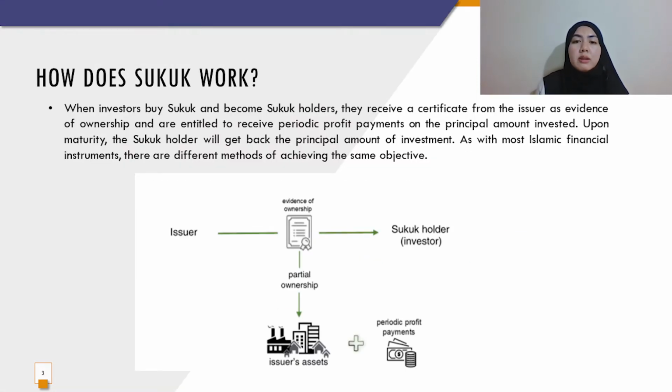When investors buy sukuk and become sukuk holders, they receive a certificate from the issuer as evidence of ownership and are entitled to receive periodic profit payments on the principal amount invested. Upon maturity, the sukuk holder will get back the principal amount of investment. As with most Islamic finance instruments, there are different methods of achieving the same objective. For instance, the periodic profit payments may come in the form of profit sharing or rental from the asset. Different types of sukuk are based on different structures of Islamic contract like murabaha, ijara, istisna, musharakah, and istithmar, depending on the project the sukuk is financing.